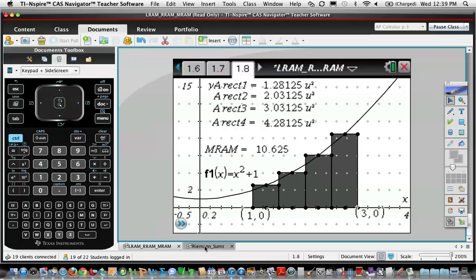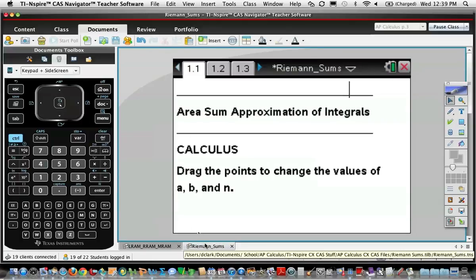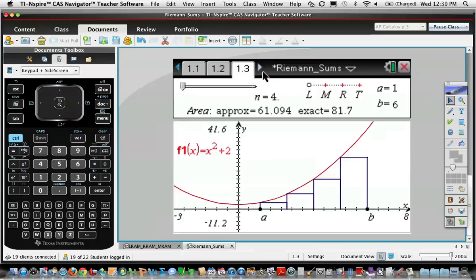Okay, get that other document. Go into your documents and get the other one I sent you, which is called Riemann sums. Open that one up. The neat thing about these for you to have on your calculator is you can go in there and grab some of those points and drag them so you can resize the graph and see some things. This one's actually kind of cool. If you open that one up and scroll over to page 3, this gives you everything all on one page.